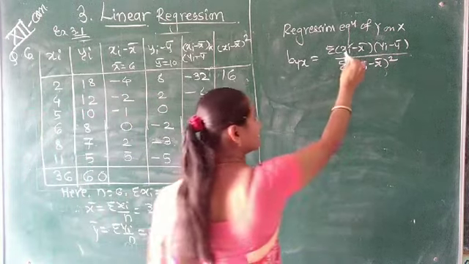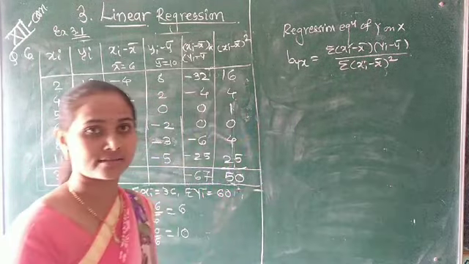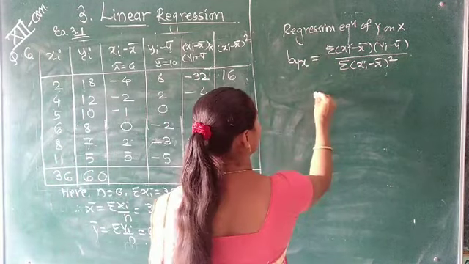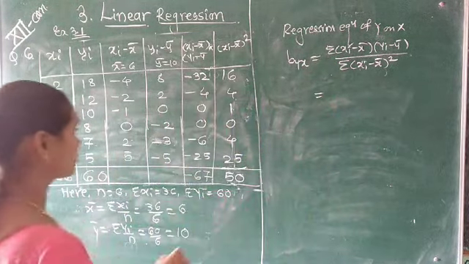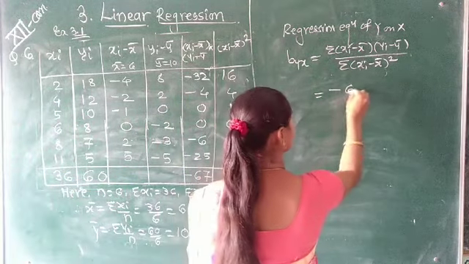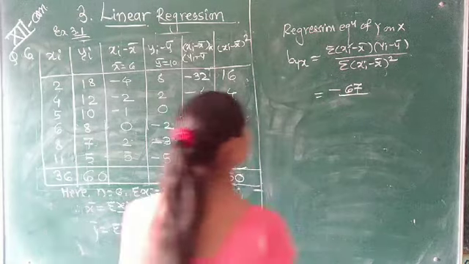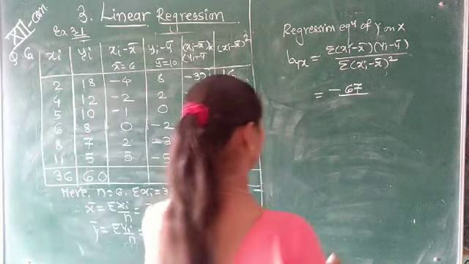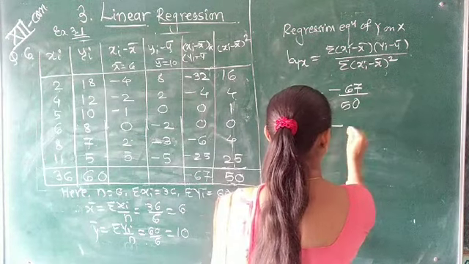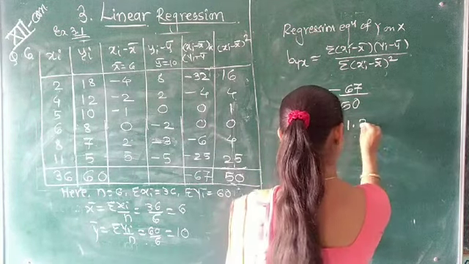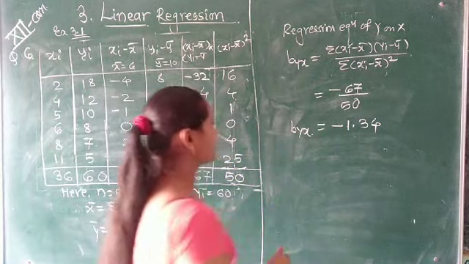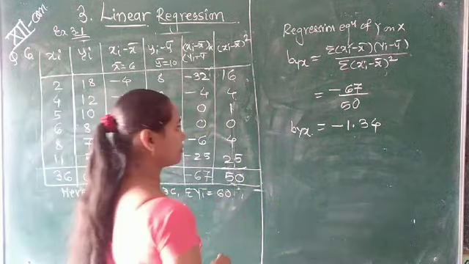Here, you can write either xi or a single x or y, it makes no difference. Now what is the summation of the product? That is minus 67. And the summation of xi minus x bar square is 50. The answer is minus 1.34. The regression coefficient of y on x is minus 1.34.